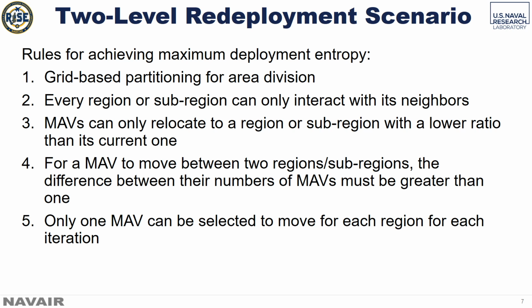Rule 4 is for a MAV to move between two regions or subregions, the difference between their numbers of MAVs must be greater than 1. This basically prevents two regions passing one agent back and forth forever. And the last rule is only one MAV can be selected to move for each region for each iteration.